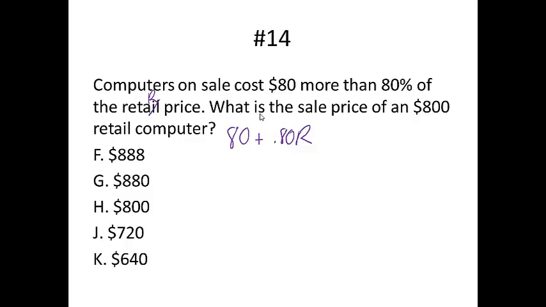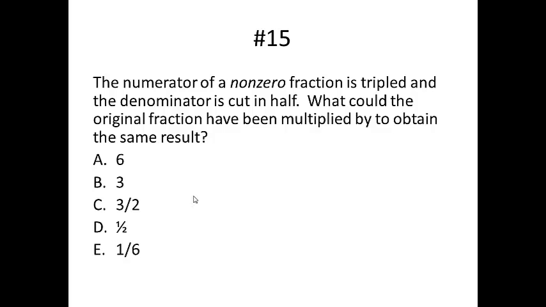And then it tells me what is the sale price of an $800 retail computer. So it told me that the retail price was $800. So now on my calculator I can just do 80 plus 0.8 times 800, and that gives me $720, which is choice J. 15. The numerator of a non-zero fraction, that means there would not be a zero in the numerator, is tripled and the denominator is cut in half. What could the original fraction have been multiplied by to obtain the same result?